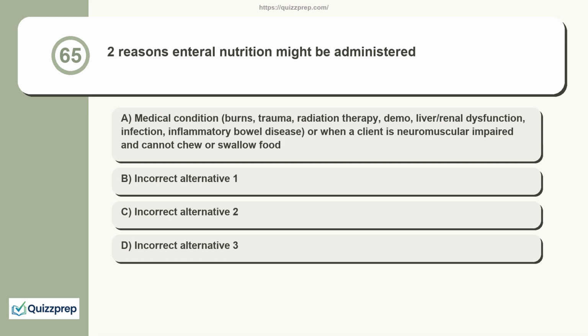Question 65. Two reasons enteral nutrition might be administered. Medical conditions such as burns, trauma, radiation therapy, dementia, liver/renal dysfunction, infection, inflammatory bowel disease, or when a client is neuromuscular impaired and cannot chew or swallow food.